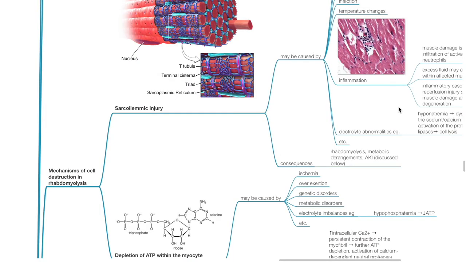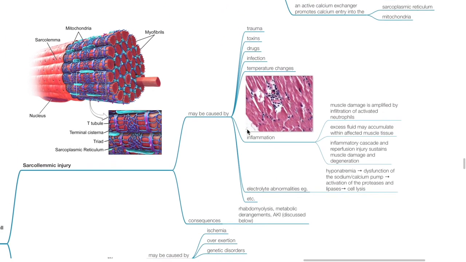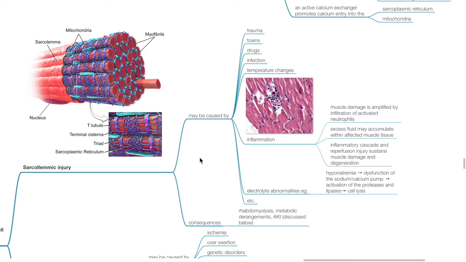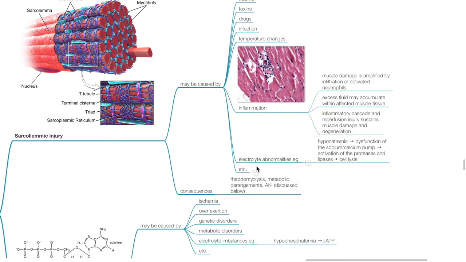Mechanisms of cell destruction in rhabdomyolysis include sarcolemmic injury and depletion of ATP within the myocyte. Sarcolemmic injury may be caused by trauma, toxins, drugs, infection, temperature changes, inflammation, and electrolyte abnormalities. In inflammation, muscle damage is amplified by infiltration of activated neutrophils. Excess fluid may accumulate within affected muscle tissue. Inflammatory cascade and reperfusion injury sustains muscle damage and degeneration. In electrolyte abnormalities, for example, during hyponatremia, there is dysfunction of the sodium-calcium pump, and this results in activation of proteases and lipases, which causes cell lysis.